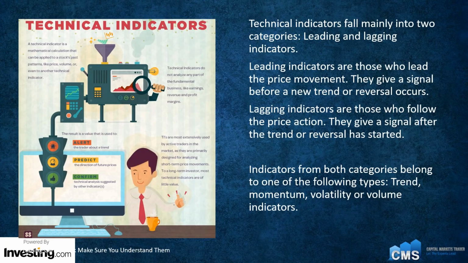Now, technical indicators fall mainly into two categories. They're called leading and lagging. Now, do not think that these names are derogatory. A lagging indicator is not a bad thing. A leading indicator is not a better thing. Leading indicators are those who lead the price movement. They give us signals before the new trend or reversal occurs. Lagging indicators are those who follow price action, and they give us a signal after the trend or the reversal has occurred.